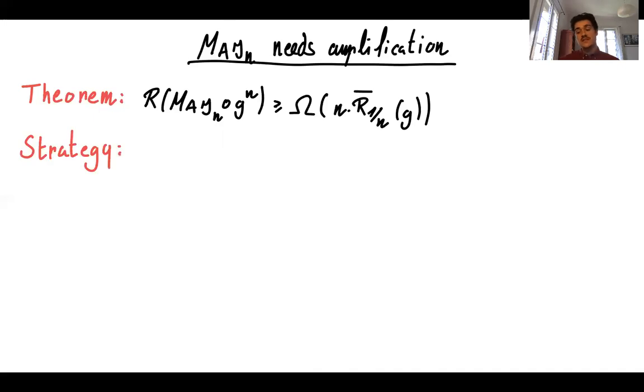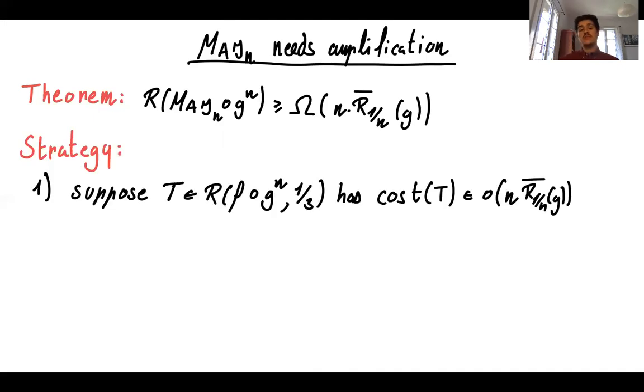So the proof strategy is as follows. We suppose toward contradiction that the above relationship is not true. That is, there exists a randomized decision tree T which computes F, so any function F composed with G^n. Later we will derive a contradiction when F is the majority function. So we take such a tree, we assume it has error 1/3, and also has a cost which is too good to be true: little o of n times the average randomized query complexity of G with error probability 1/n.